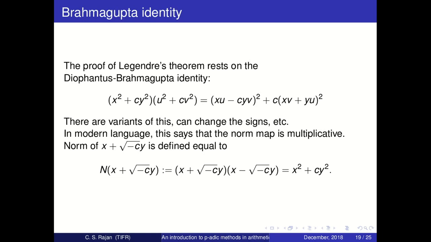There are variants of this. You can change signs, etc. In modern language, they say that the norm map is multiplicative. The norm of x plus square root of minus c times y is: take this number and multiply it by its conjugate. For a square root, if I'm taking a plus square root b, then the conjugate is a minus square root b, so I'm taking x minus, and that is this. And one is saying the norm map is multiplicative. This is all there is to it.